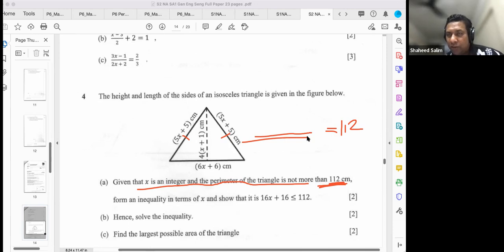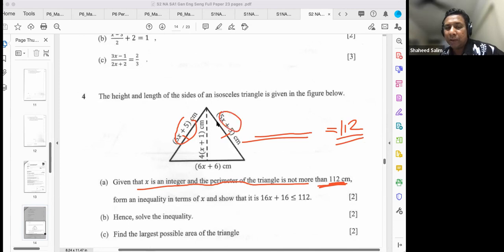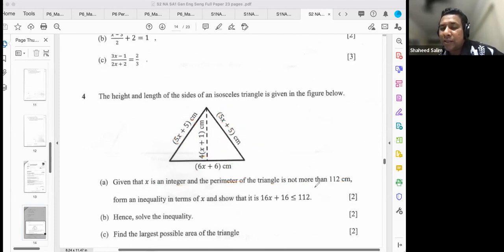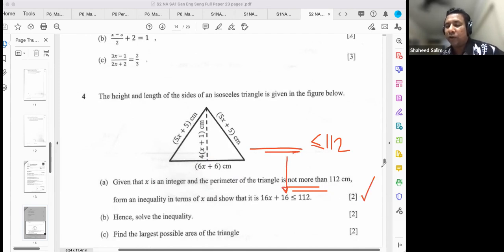Are you confused? Okay, now, if I tell you the perimeter is 112, you take this plus this equals 112, correct? Because perimeter is the outside. So you do that. But instead of putting equal, you must put less than or equal to 112, because they say it's not more than 112. So you take this plus this plus this, you add together, you simplify. Do you get this answer here? If you get this answer, you have already proven it.